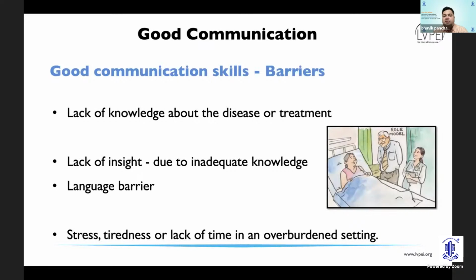If you look at the barriers to good communication, first and foremost is the lack of knowledge about the disease or the treatment per se. Right. Next comes the language barrier. You may be a resident in the western part of the country, and suddenly you may have to go to the southern part of the country. Right. The language barrier is an important point here, where you need to learn that language first to avoid difficult encounters. Okay, lack of insight, again due to inadequate knowledge.